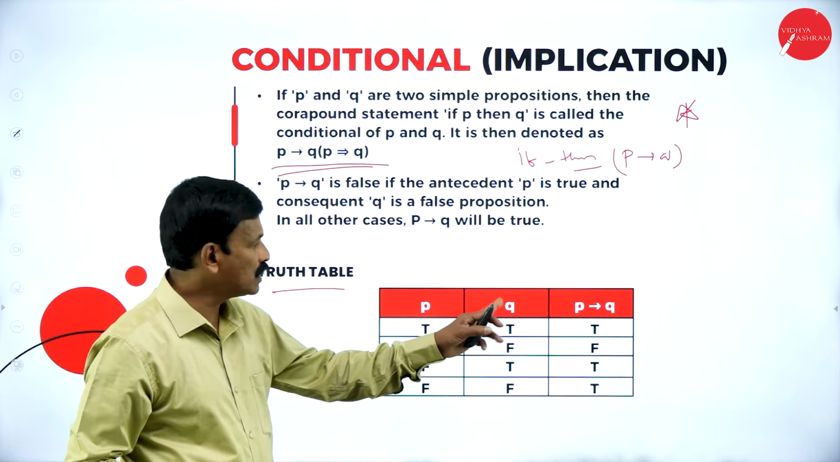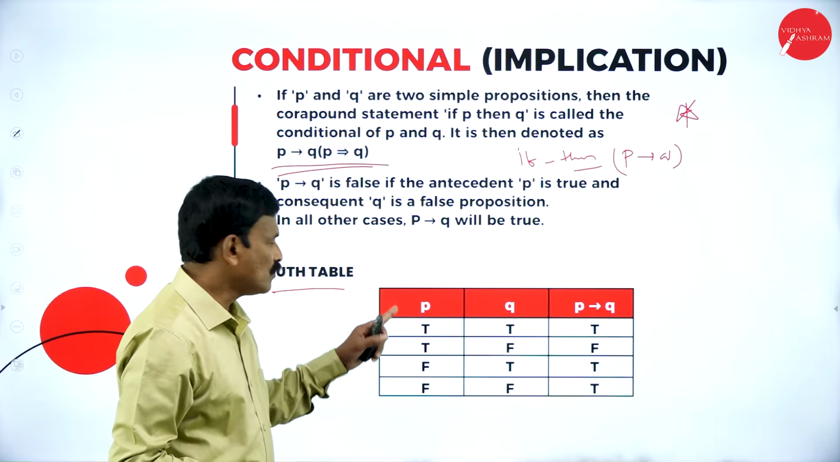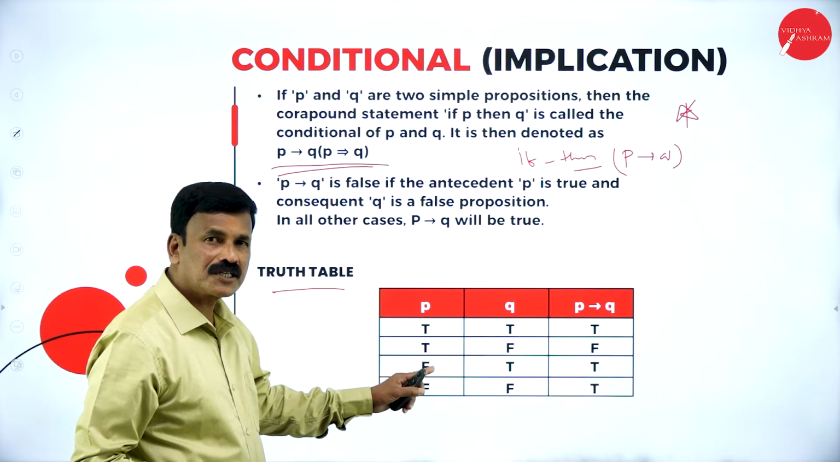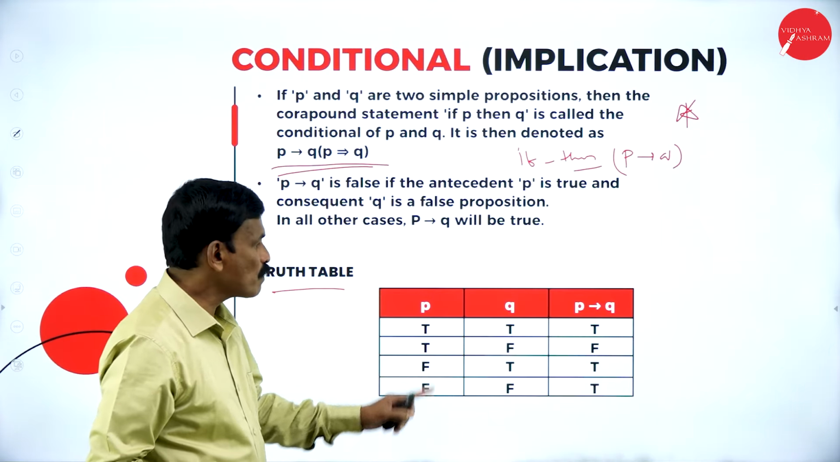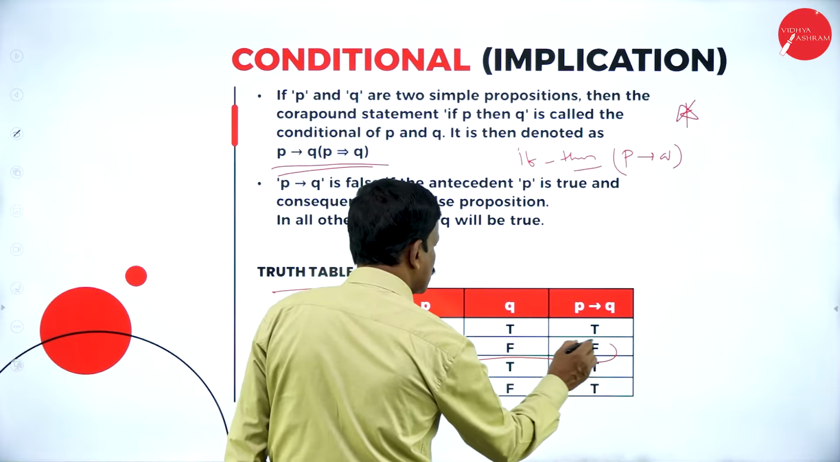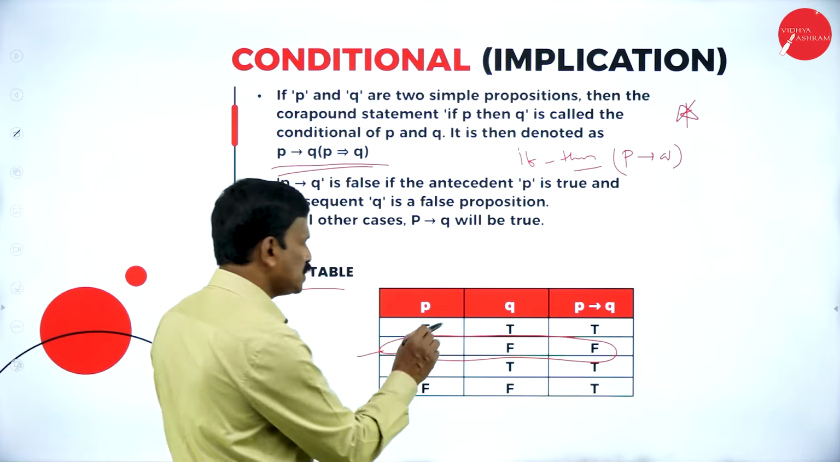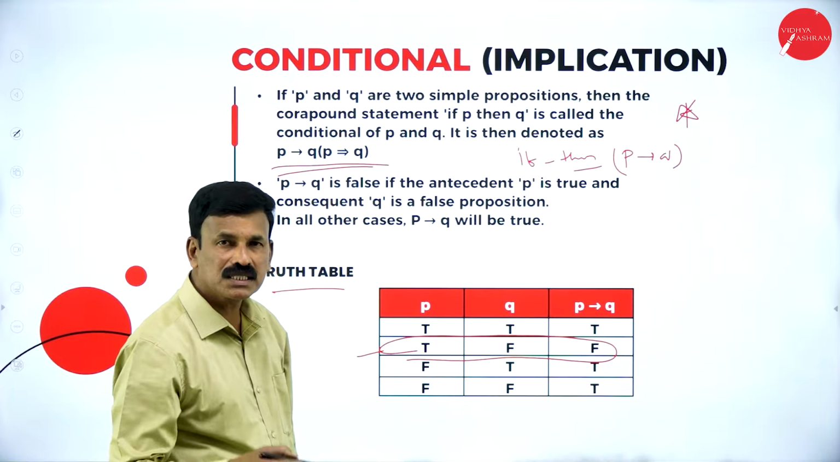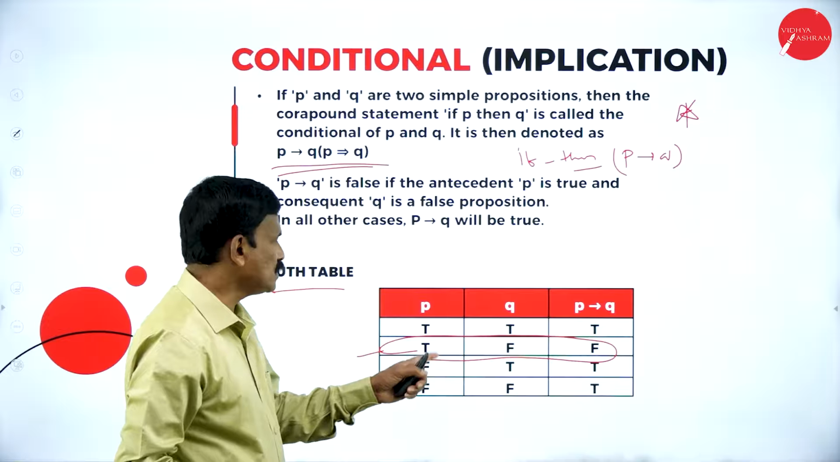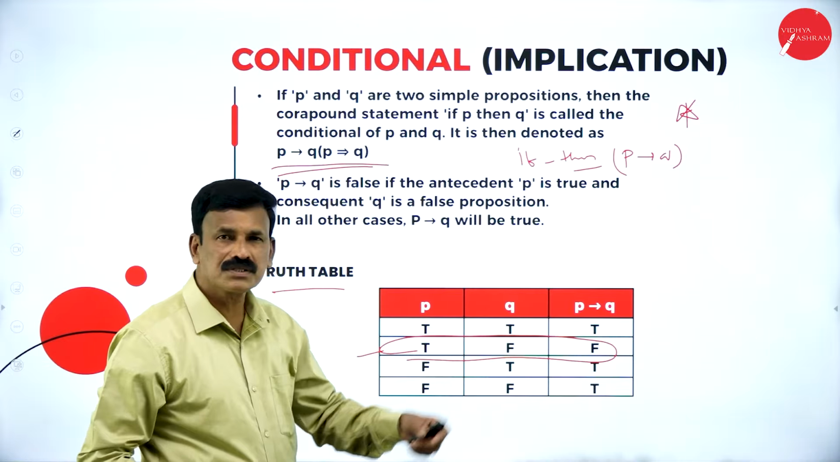How to write the truth table for conditional, that is implication? P, Q and P → Q. As usual, for P the truth values are T, T, F, F. For Q, alternately T, F, T, F. The conditional is: T and F is F, and in all other cases it is T. T and T is T, T and F is F, F and T is T, F and F is also T.